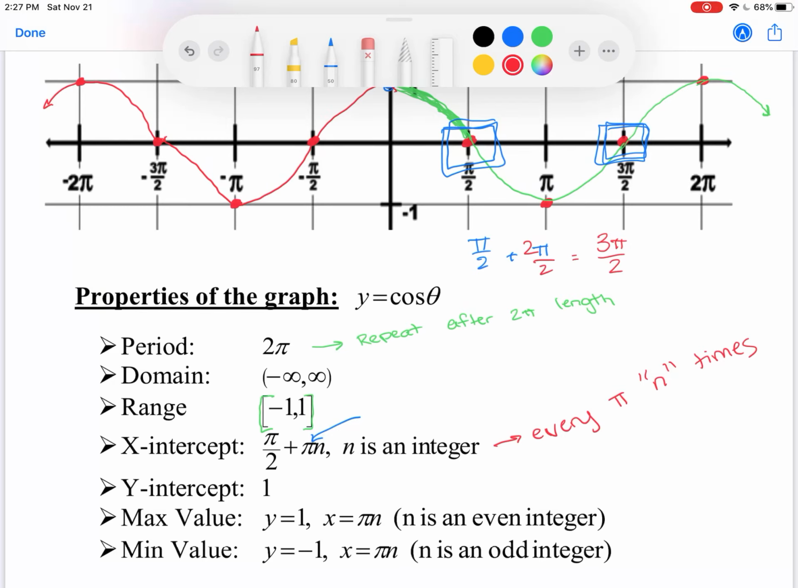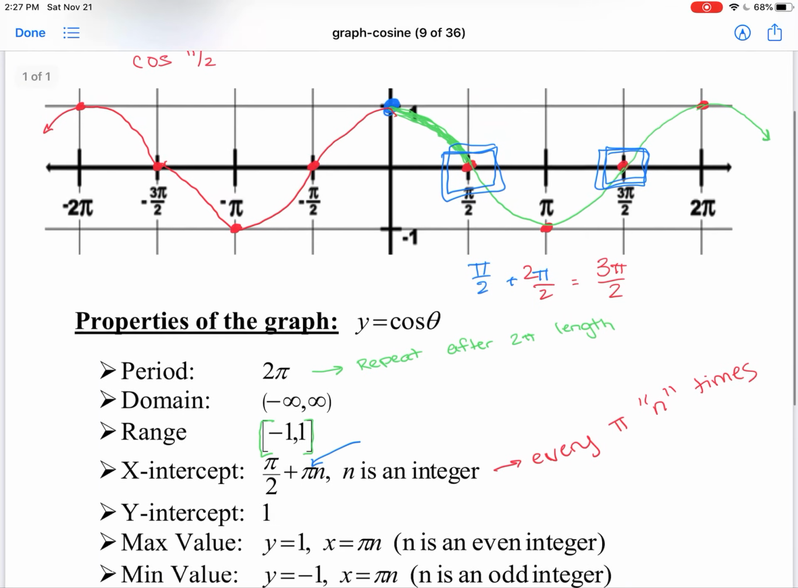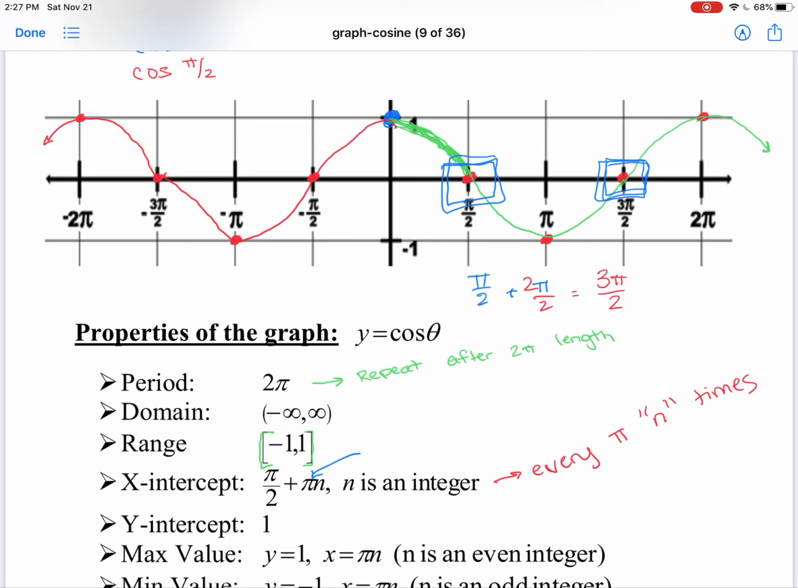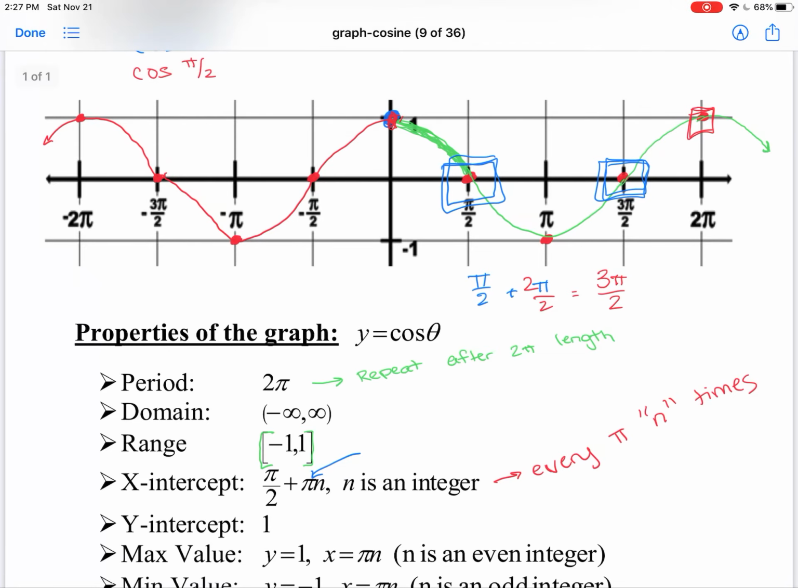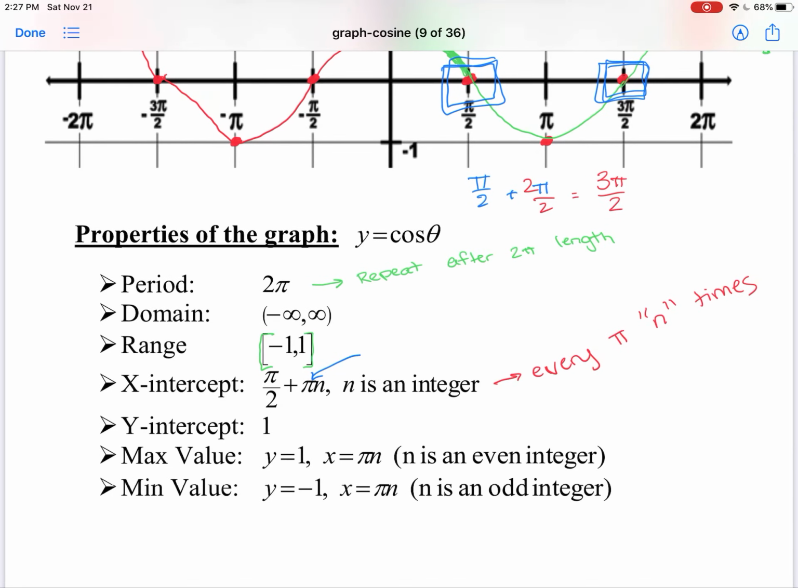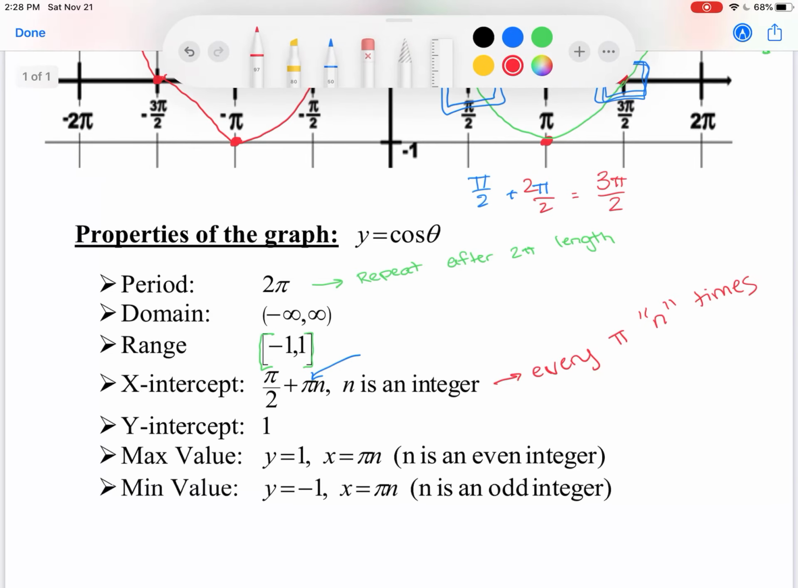Your y-intercept, well, the only time you're going to cross the y-axis is at 1. If you take a look at the graph, you're only crossing at 1. Your max value, well, I want you to take a look at where the maximum occurs. The max is going to occur at x is 0 for your y-intercept. It's going to be up here. That is your maximum. And then the next time that maximum is going to occur is at 2 pi.